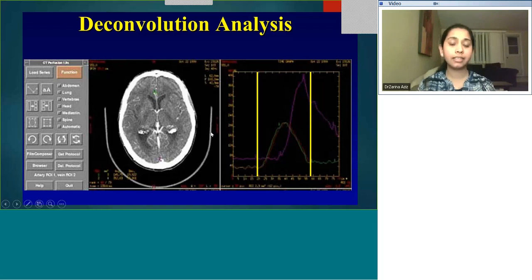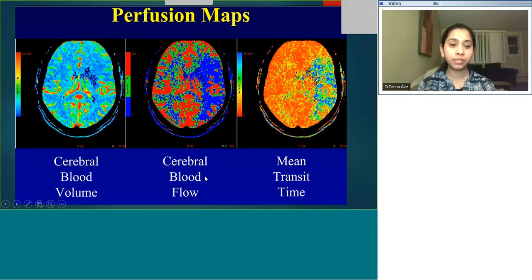This is how the CT perfusion is calculated, basically on deconvolution analysis, where the arterial input function and venous output function are mapped. As you see, the yellow is from the arterial input function, and the purple is from the venous output function. Based on this, the computer will calculate the maps. And this is how the maps look like. In this case, it was a left MCA territory infarct.